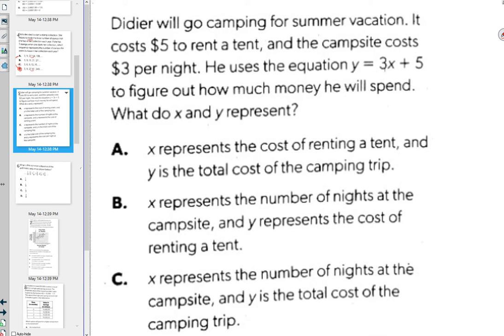Didier will go camping for a summer vacation. It costs $5 to rent a tent, and the campsite costs $3 per night. He uses the equation y equals 3x plus 5 to figure out how much money he will spend. What do x and y represent?